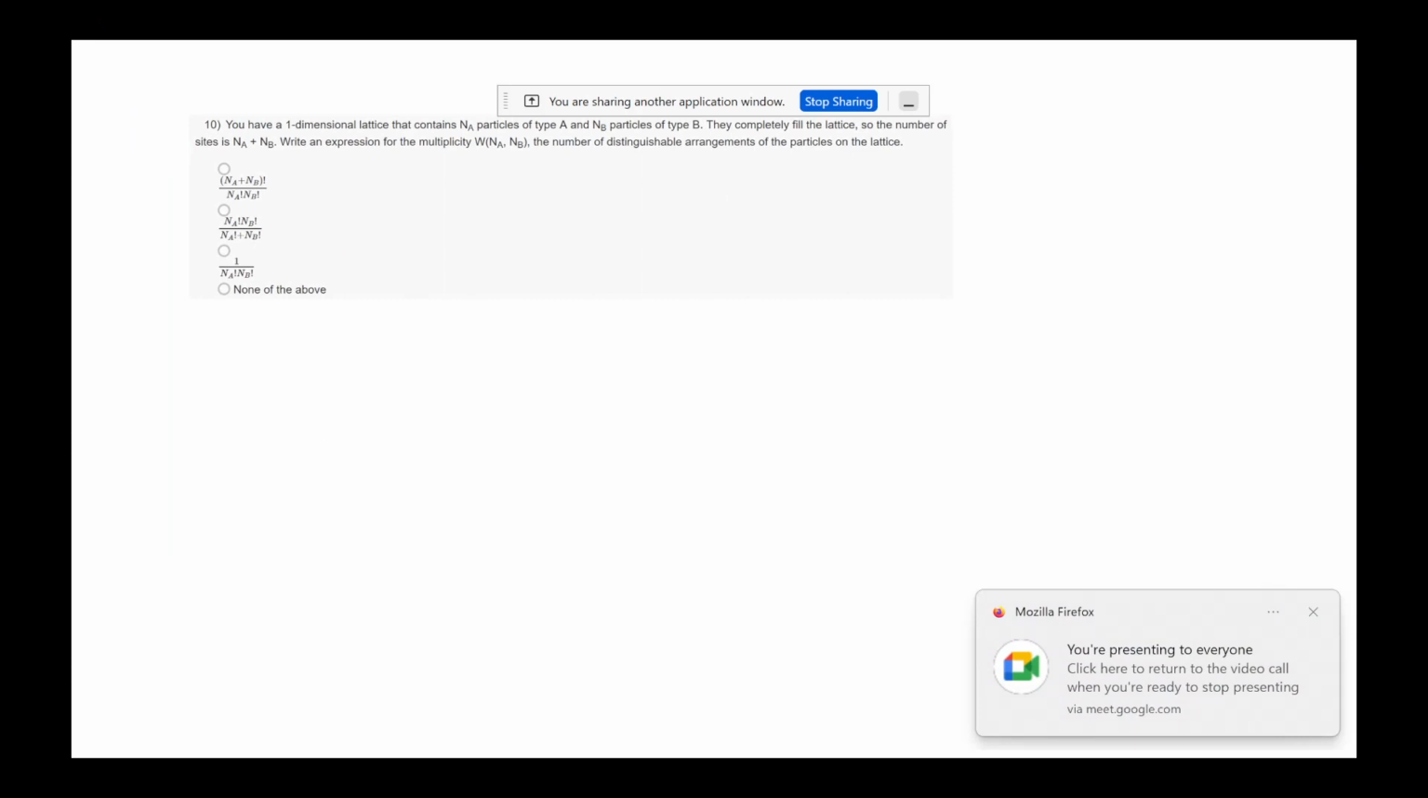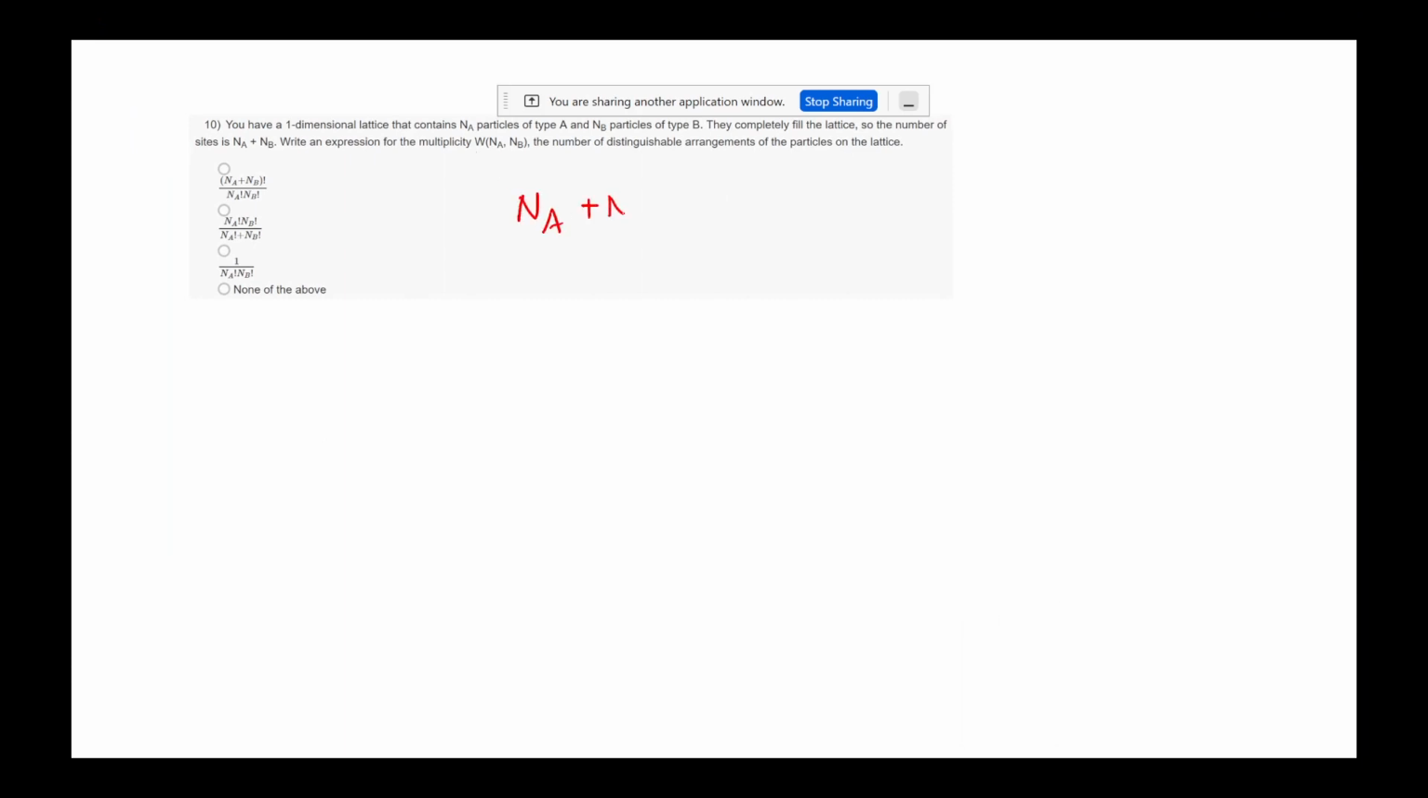there are Na plus Nb sites. Since there are Na plus Nb sites, they can be arranged in (Na + Nb)! ways, right? Now we have calculated (Na + Nb)!, right? In the problem that I solved previously, since these lattice sites are not distinguishable, we have over-counted it.